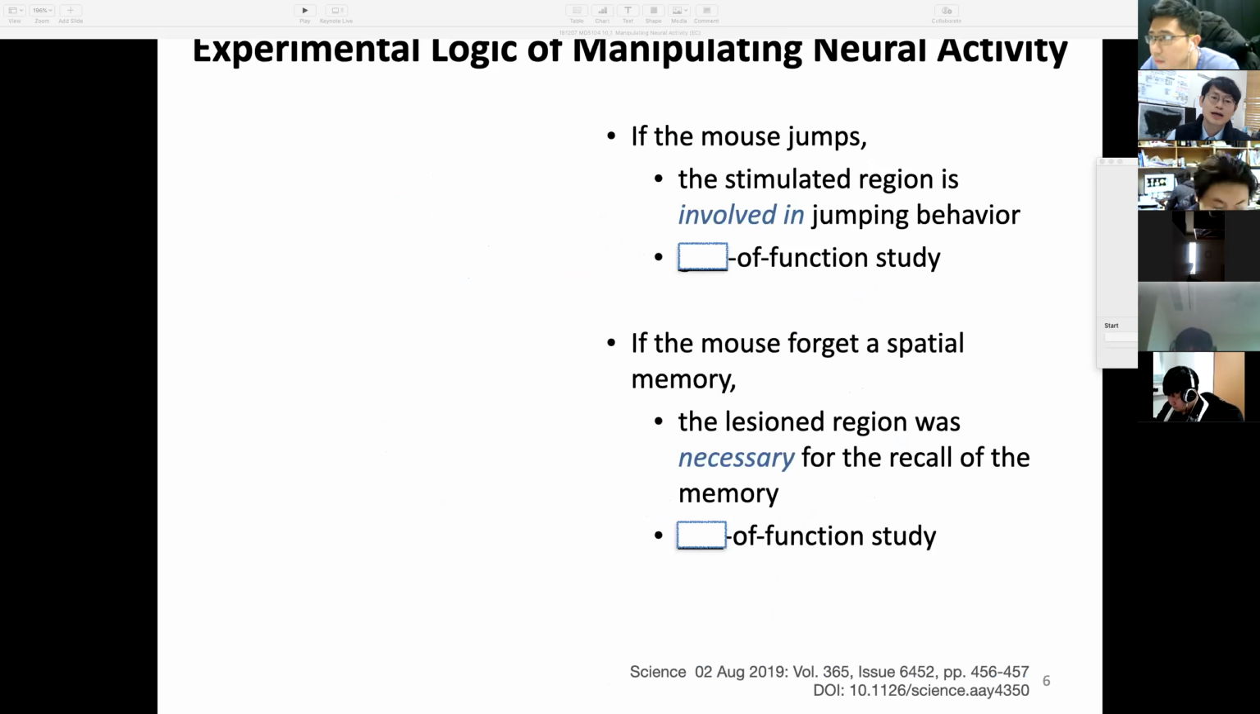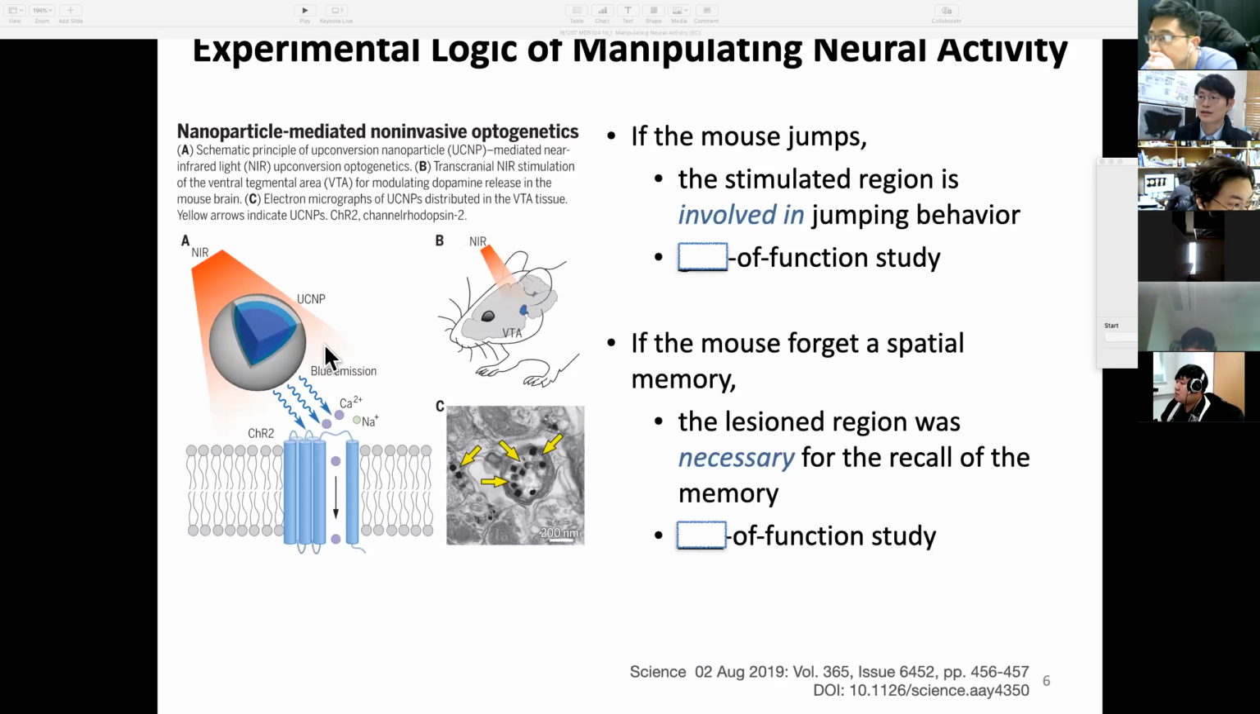Okay, so now let's discuss experimental logic. Let's say we have an animal model, and we are interested in a specific brain area. Let me give you an example from last year's Science, which is a very cool technique: optogenetics. You shine light onto a local area of the brain, and you find the animal jumps, okay? Then this stimulated region is involved in the jumping behavior.